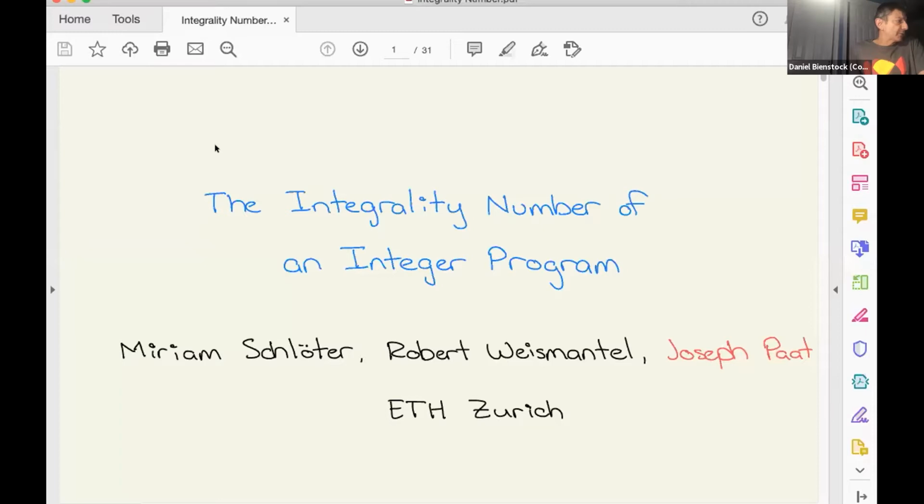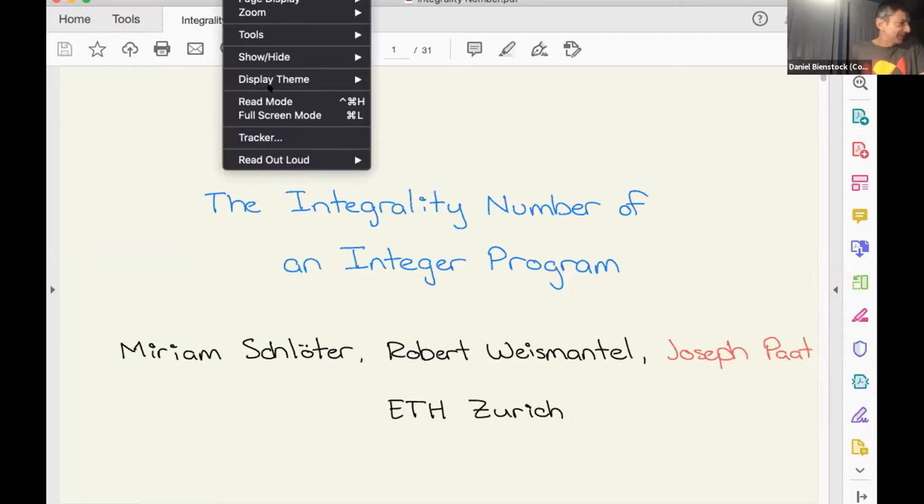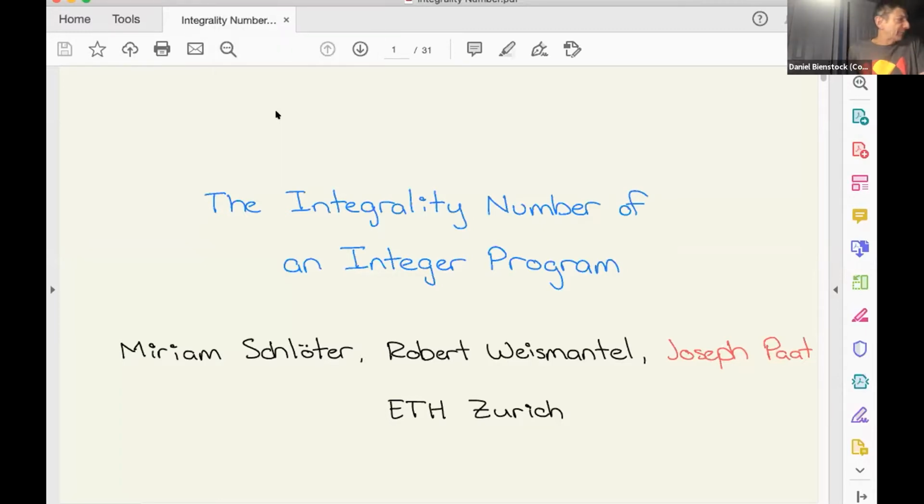Okay, the second talk is by Joe Paat, and the title is The Integrality Number of an Integer Program Sequence. And that's it. Sorry. The integrality number of an integer program. The schedule is all run up. Okay, go ahead. I see. Thanks, Dan. Can everyone hear me? Or can someone hear me at least? I can. Okay, yes. Great.